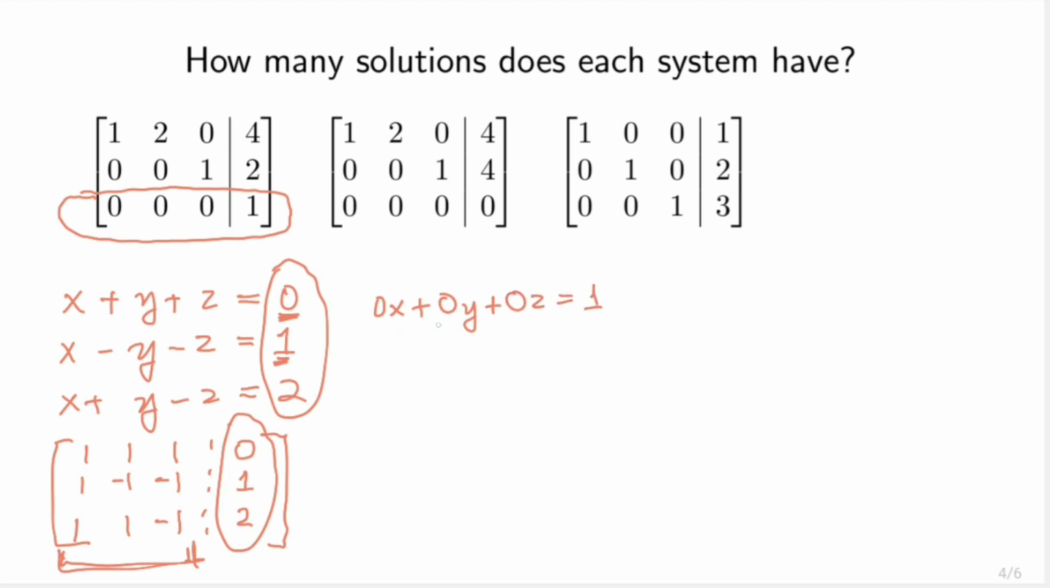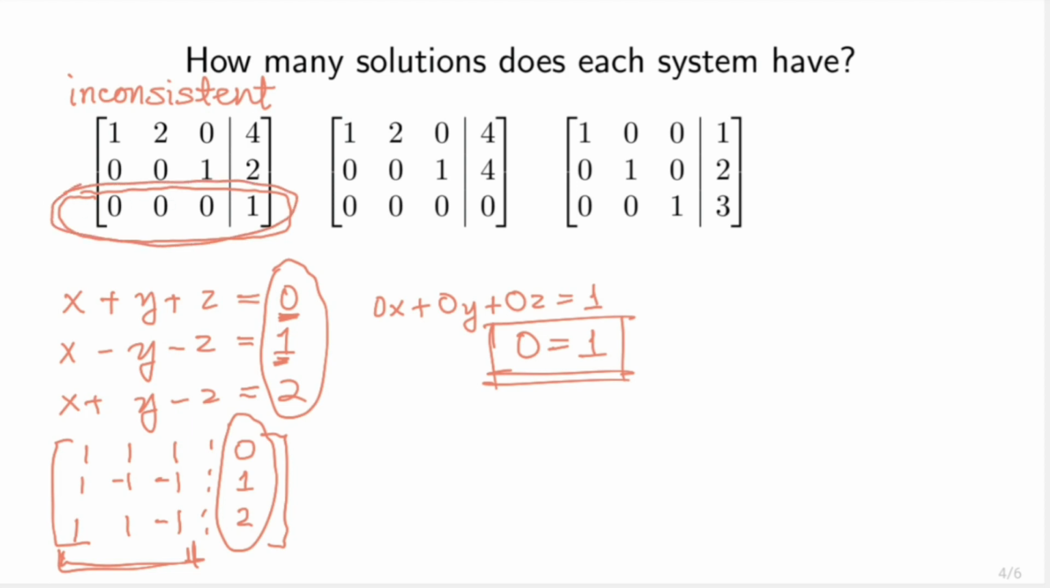Now 0x plus 0y plus 0z is always 0. So we have 0 equals 1. Now how can that be that 0 equals 1? So in this case, we have an inconsistent system. So let me write it, an inconsistent system, because we just cannot resolve this situation of 0 equals 1.